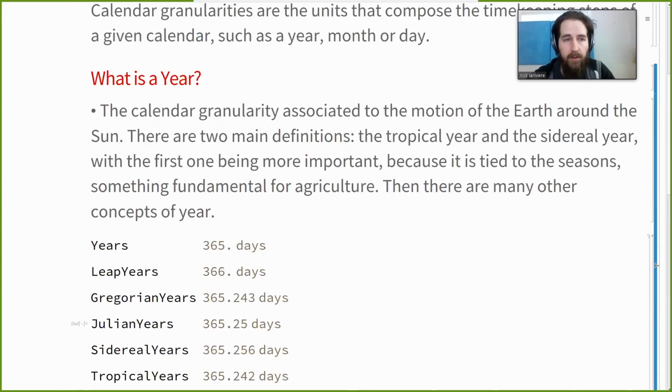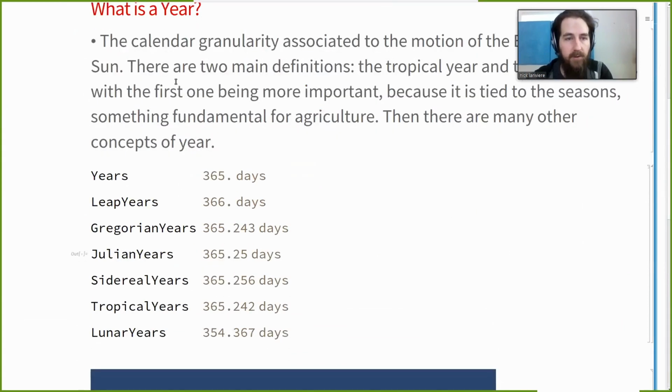We talked about how solar calendars are built on the motion of the Earth around the sun. There are two primary definitions of what a year is. A tropical year, which is the average amount of time it takes the Earth to rotate around the sun, and a sidereal year, which is the average amount of time it takes the Earth to rotate around the sun, not referencing the sun as the start point, but referencing a distant point in space. There are lots of different versions of this, however. So here's a small collection of different units that correspond to years and their variation.